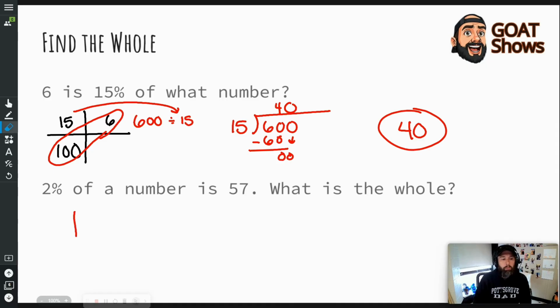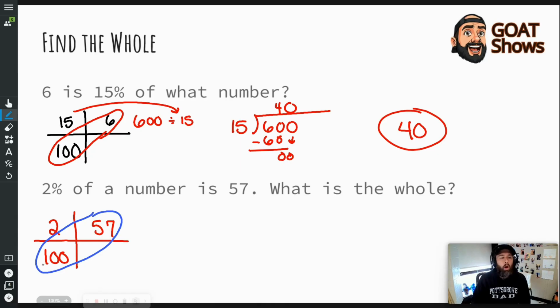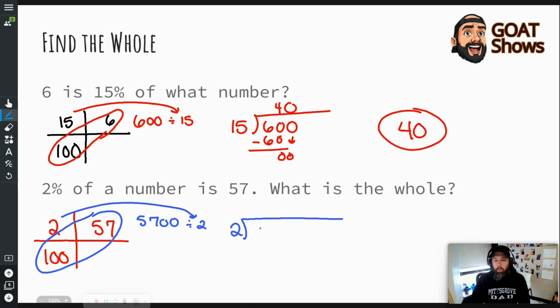We're going to make ourselves our ratio table. We're going to put our percent on the left, so 2% out of 100. On the right, our part is 57. We don't know the whole. So we're going to cross multiply the two numbers that are diagonal from each other. 100 times 57 is 5,700. And then we're going to divide by 2. Now, let's do long division because why not? 2 is going to go into 5,700.